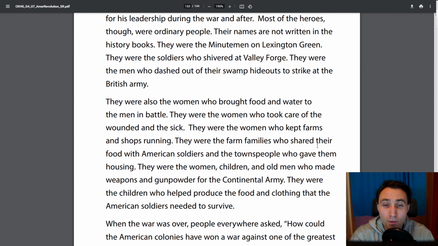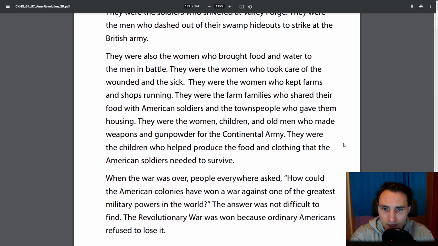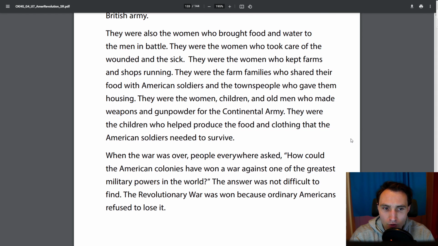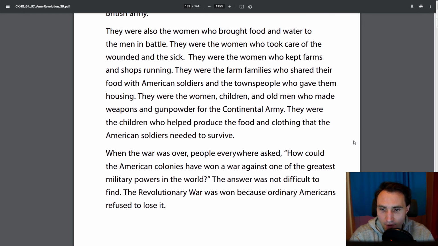They were also the women who brought food and water to the men in battle. They were the women who took care of the wounded and the sick. They were the women who kept farms and shops running. They were the farm families who shared their food with American soldiers and the townspeople who gave them housing. They were the women, children, and old men who made weapons and gunpowder for the Continental Army. They were the children who helped produce the food and clothing that the American soldiers needed to survive.